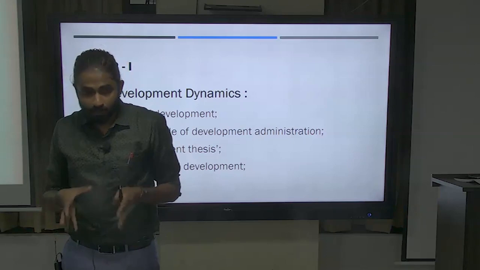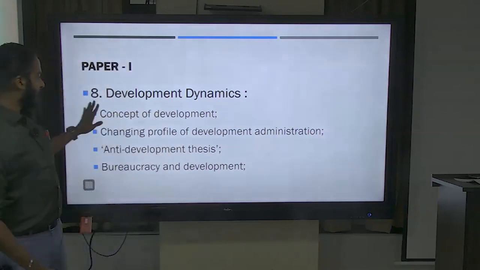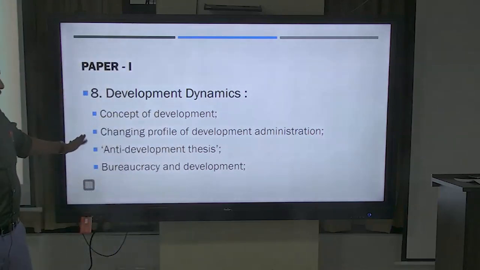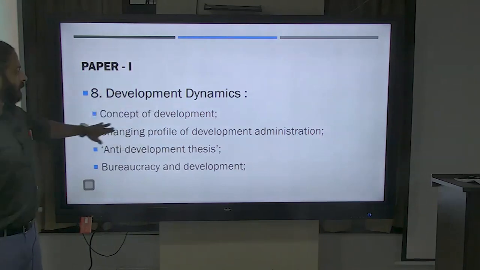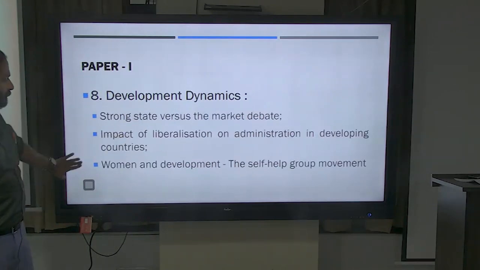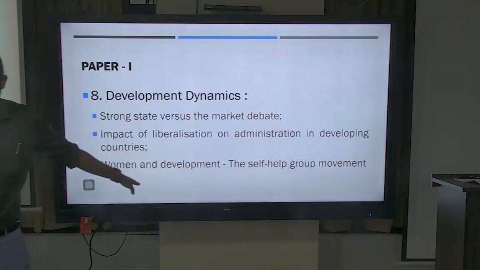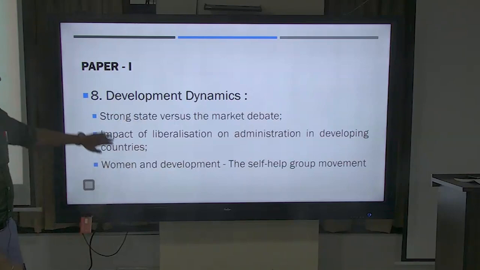As a theory, we will study the concept of development dynamics. What is development? Development administration, etc. Bureaucracy and development, all these things we will study. Women and development, another aspect. So we will discuss the theoretical aspect, not just India, across the world, we will discuss development.